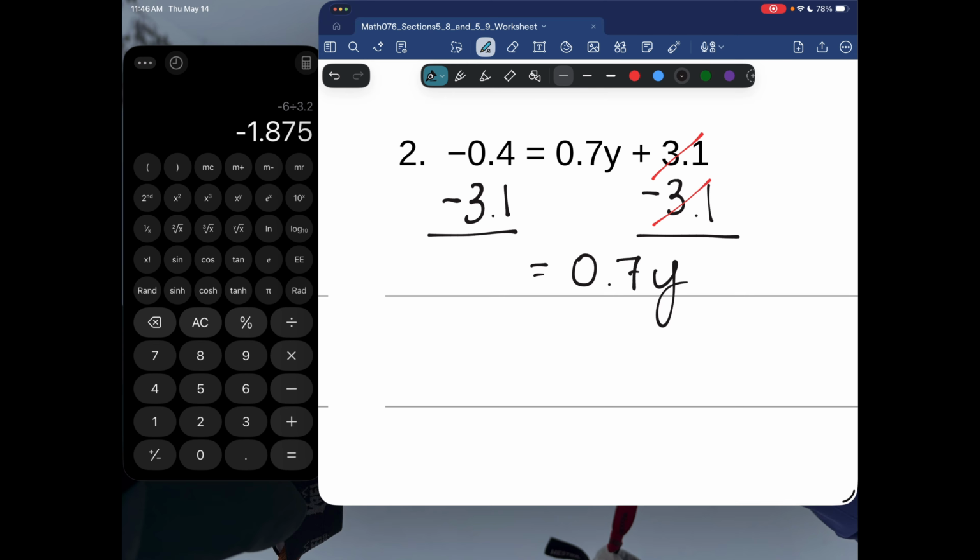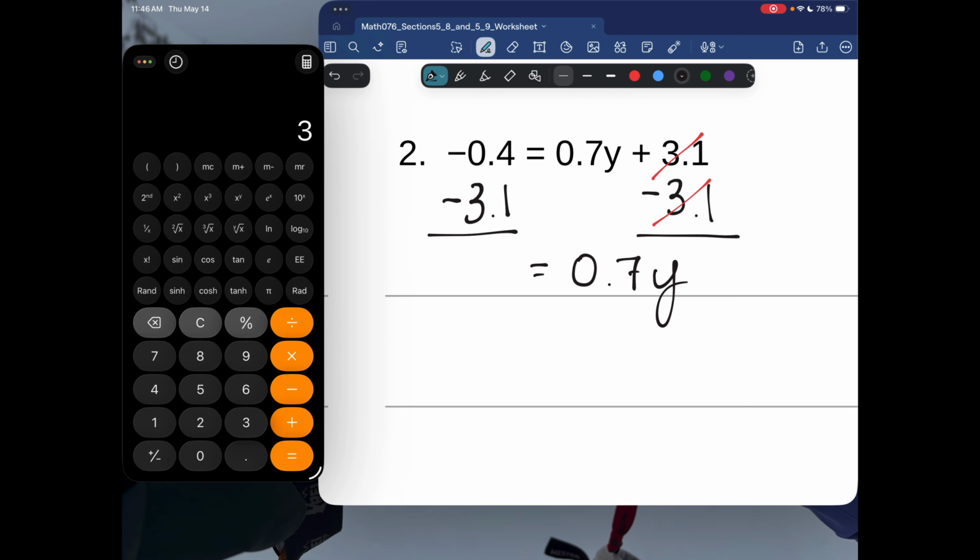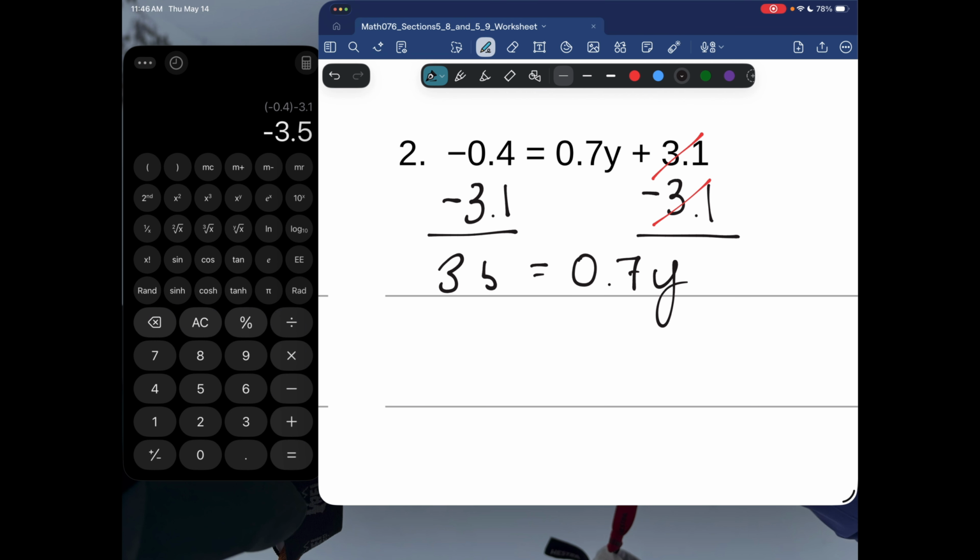0.7y equals, and again, I'm going to put it in my calculator. I'm not feeling too fancy. I have negative 0.5 minus 3.1 gives me negative 3.5. Great, and now I want to get y all by itself, so I'm going to divide both sides by 0.7.